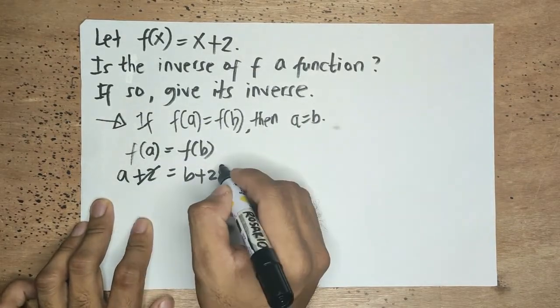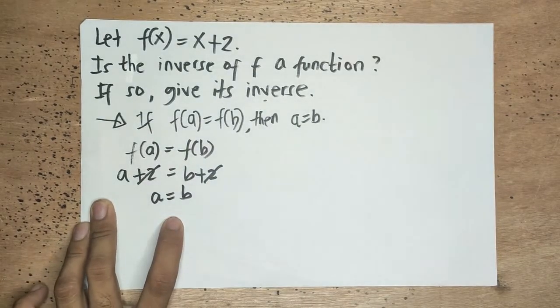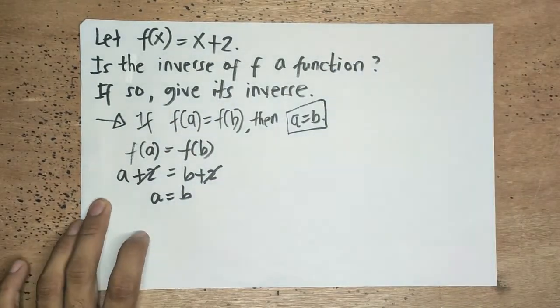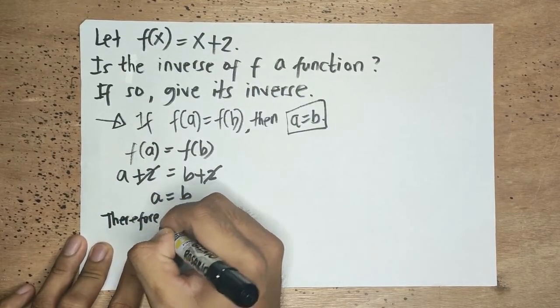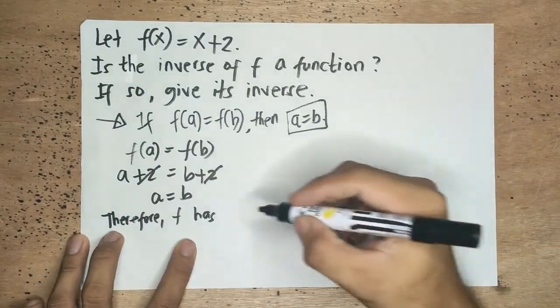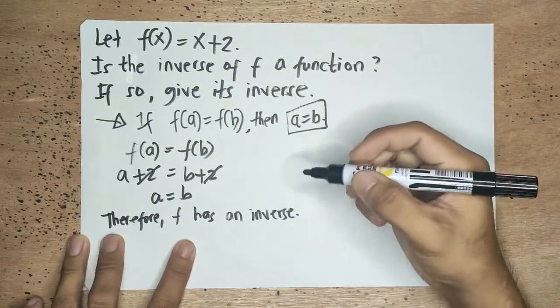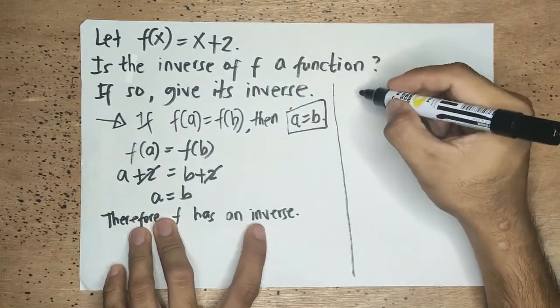So, we can immediately cancel these. It will give us a is equal to b. So since naipakita natin na a is equal to b, therefore we can say that f has an inverse kasi siya ay 1 to 1. Okay, so paano hanapin si inverse?